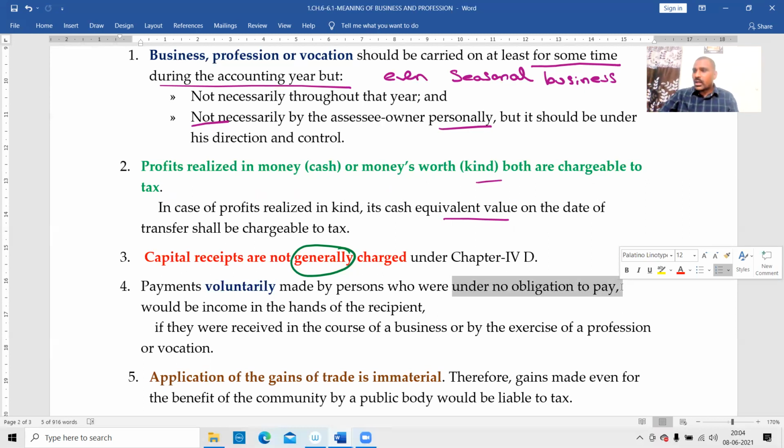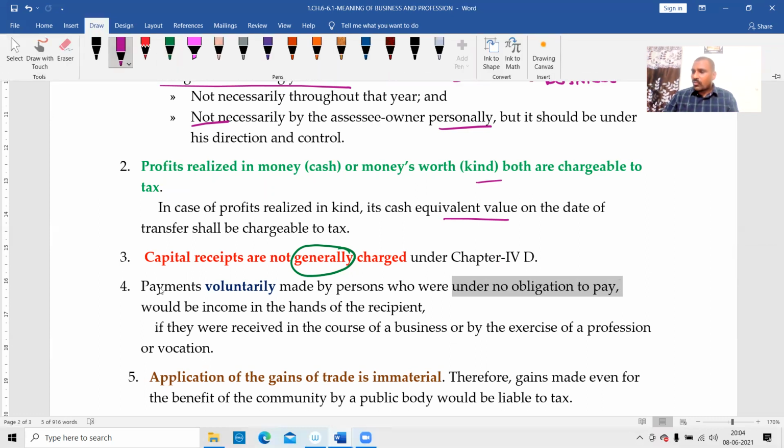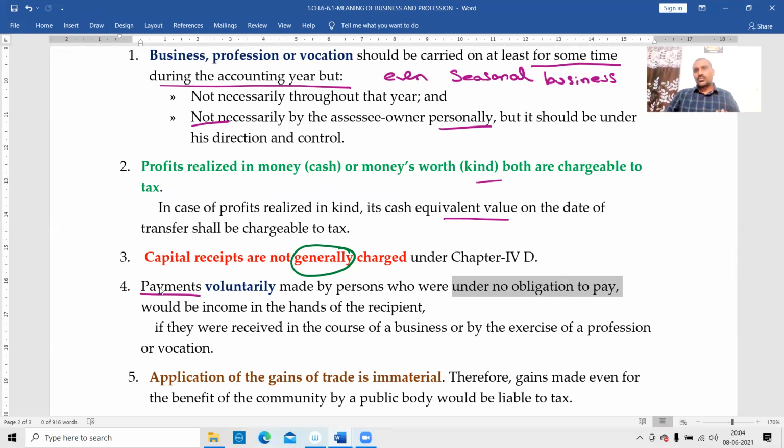Don't get confused by the word payment. The word payment is from the point of view of C, not from my point. From my point, it is a receipt. It is a voluntary payment. Even though C does not have any obligation, still C has paid the amount. But it is taxable for me.